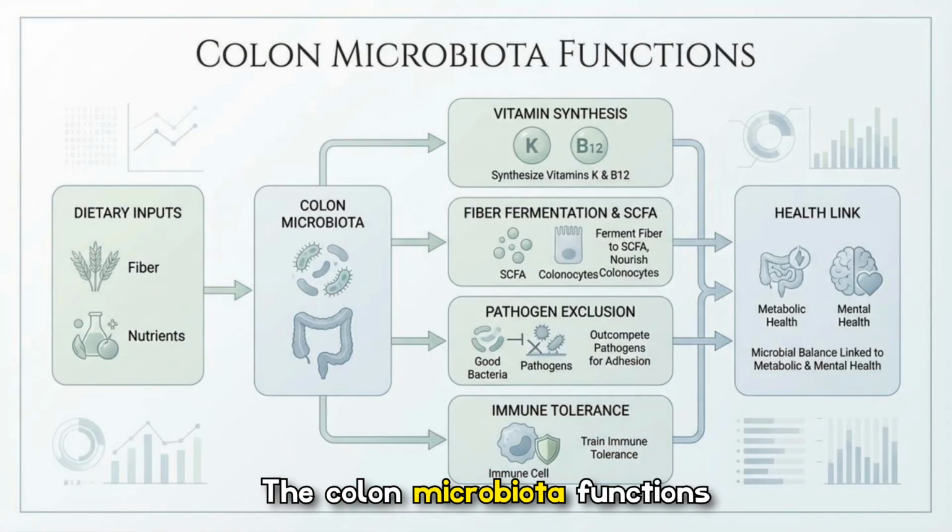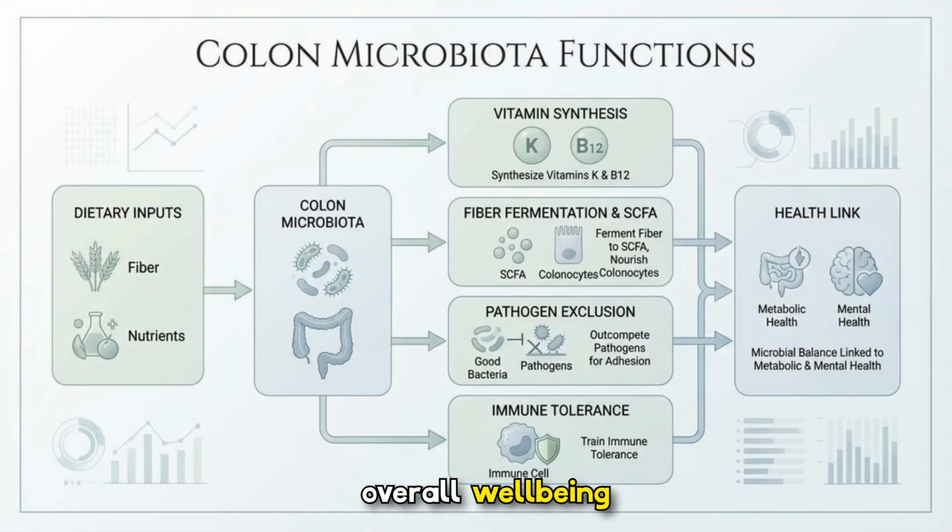The colon microbiota functions slide maps dietary inputs like fiber and nutrients to microbial activities: vitamin synthesis, fiber fermentation producing short-chain fatty acids, pathogen exclusion by competitive colonization, and training immune tolerance. These processes link directly to metabolic and mental health, showing how microbial balance supports overall well-being.